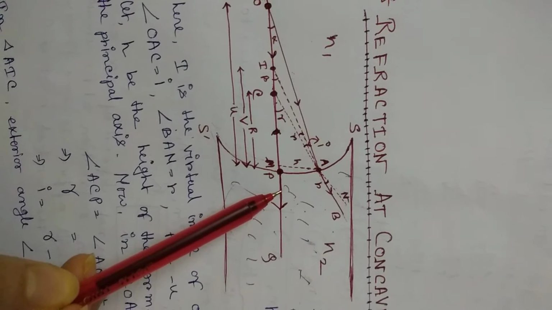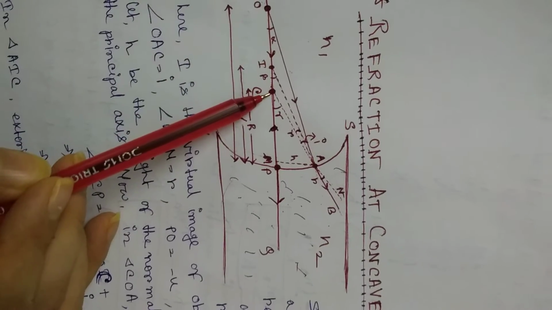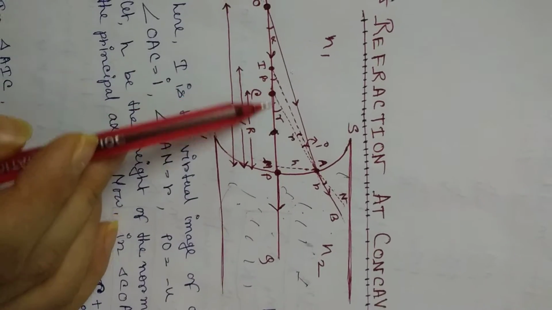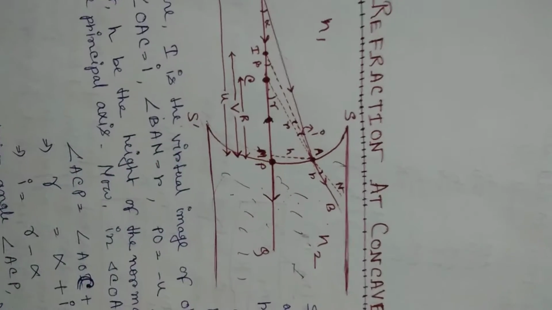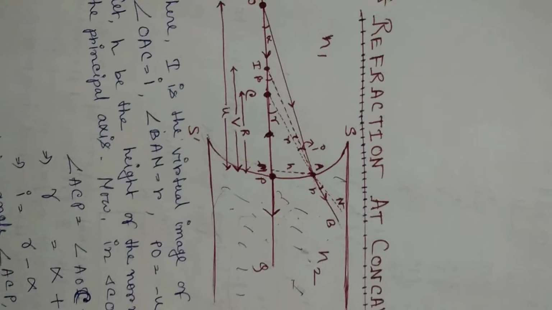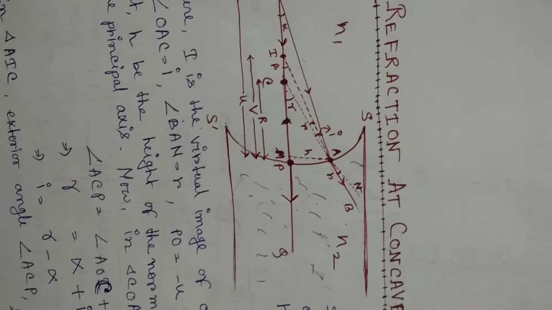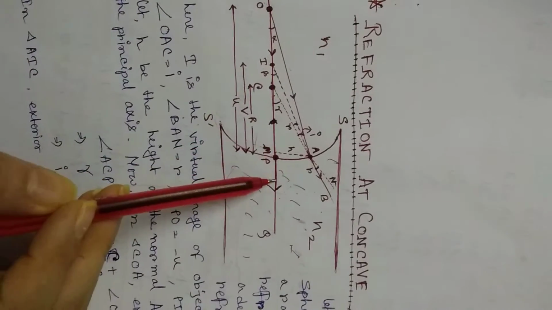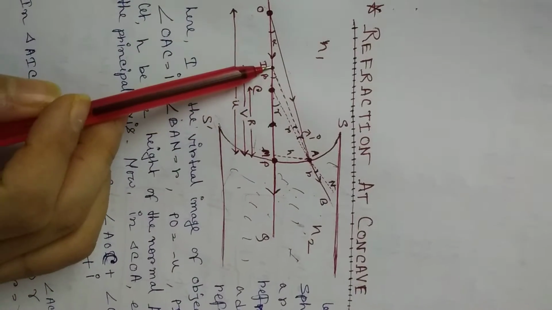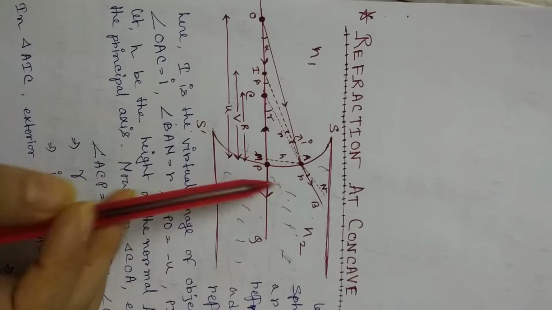This incident ray cannot change its original path because the incident ray passes through point C, and we know this is the normal because PC is the normal at point P. If any ray is incident along the normal, then after refraction it cannot change its original path. And these two refracted rays meet at point O virtually, right? Because they cannot meet in real. That's why this is the virtual image.